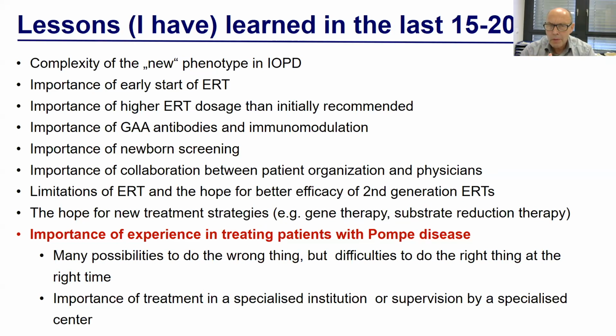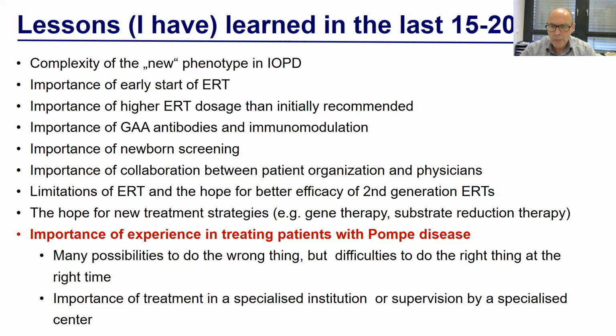And what I've also learned is that it is really important to start ERT as early as possible. And what is also super helpful is when you are doing a so-called high-dose enzyme replacement therapy. And this means that the dosage is much higher than initially recommended. And what we have also learned in the last 10 years is the importance of antibodies against the enzyme and the immunological problems many of our patients have. And what I think also will turn out in the near future is how important newborn screening is. This will improve the prognosis of patients.